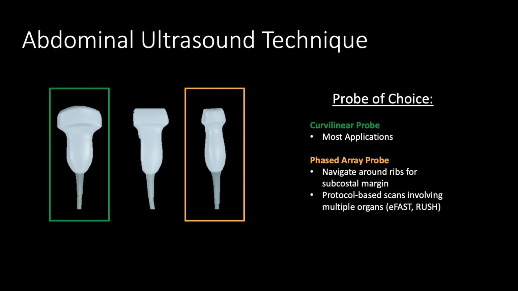As with other abdominal exams, our probe of choice is going to be the curvilinear probe. However, the phased array probe is often utilized for things like the eFAST exam, which would be looking for free fluid in the abdomen. So either one of these is well suited to identifying peritoneal free fluid.